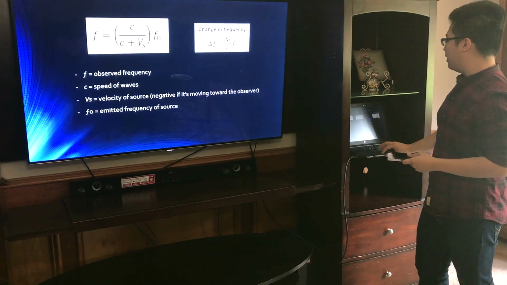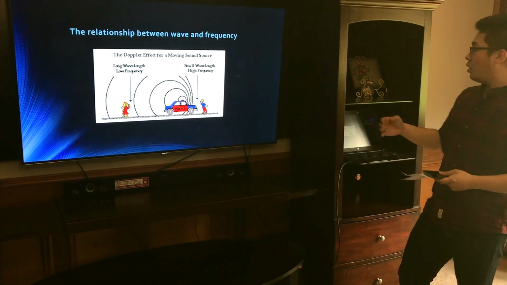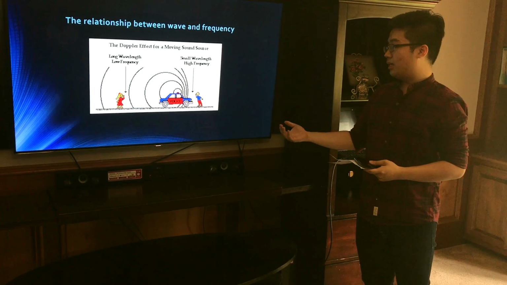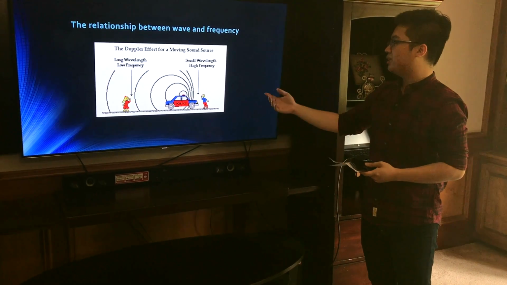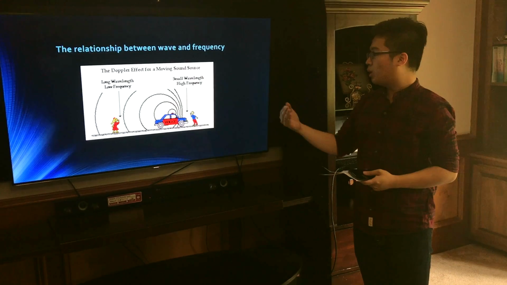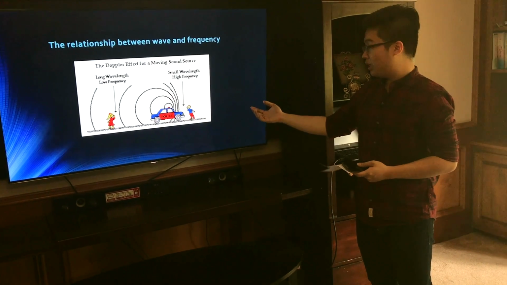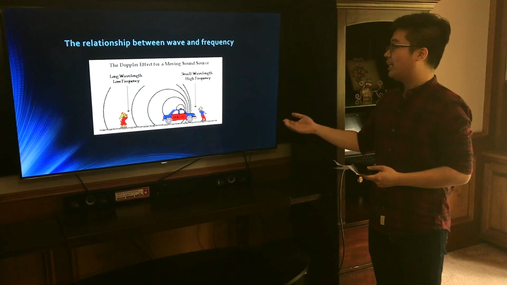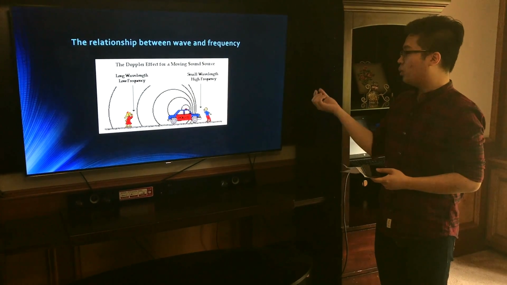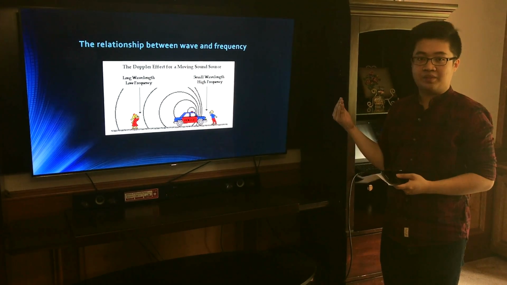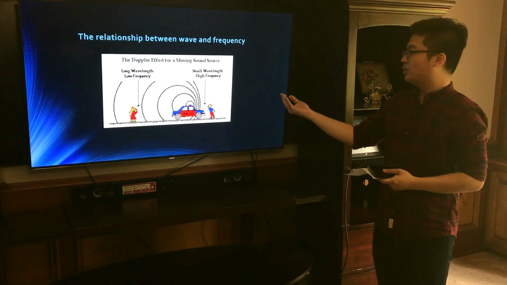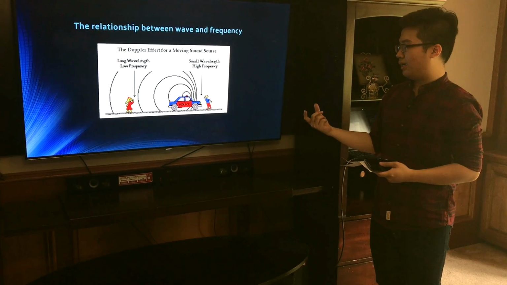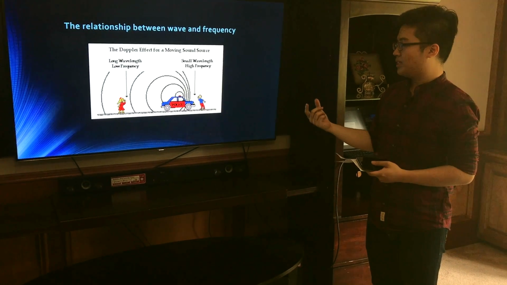And now we will find the relationship between the wave and frequency. This is the sound wave. We have the police car with the siren light on, and as it approaches the boy, you can see in the picture the small wavelength and high frequency. So the wavelength gets smaller as it approaches the receiver, and as it recedes from the girl in the picture, she will have the long wavelength and low frequency.